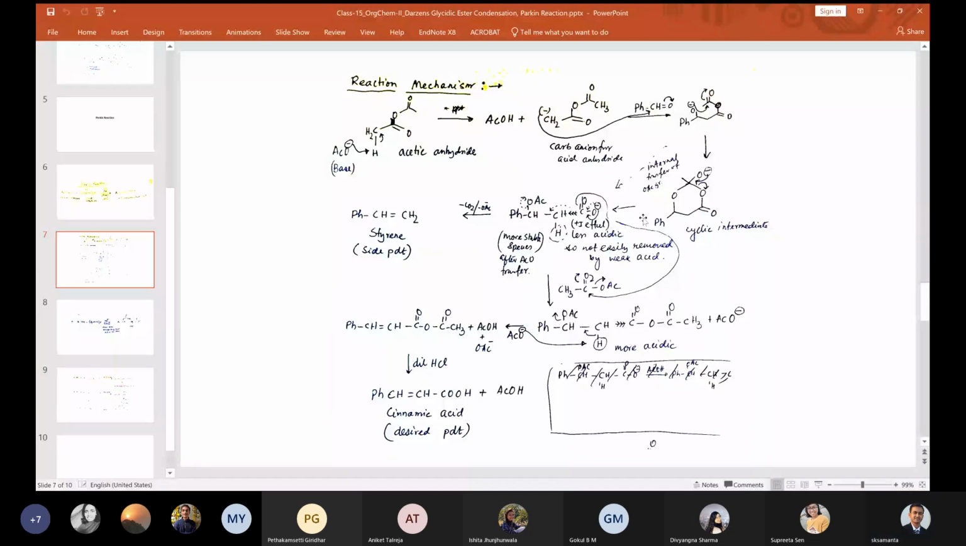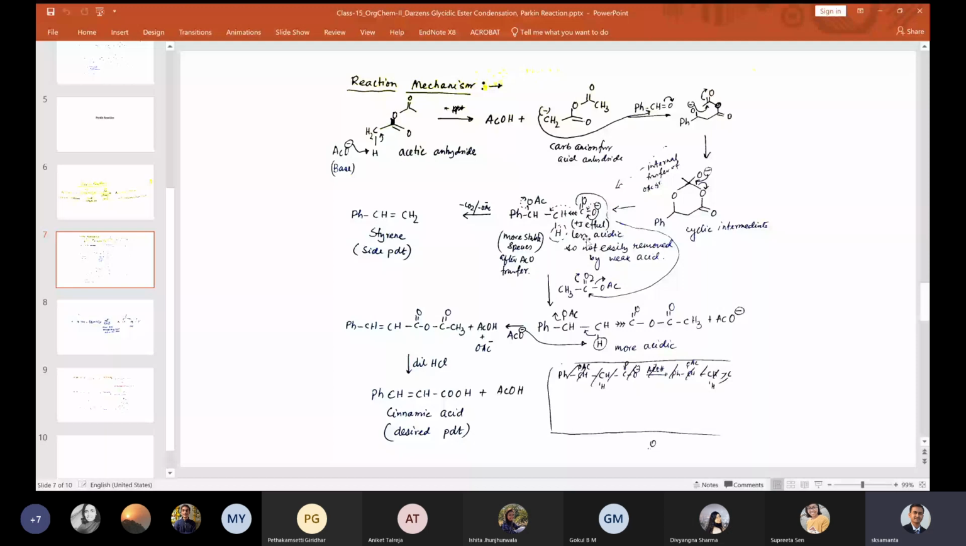So this O negative attacks here. It forms this O minus. O minus comes back, and this bond opens up now. So you get PhCH(OAc), CH2C double bond O, O minus. Okay, so now it comes.